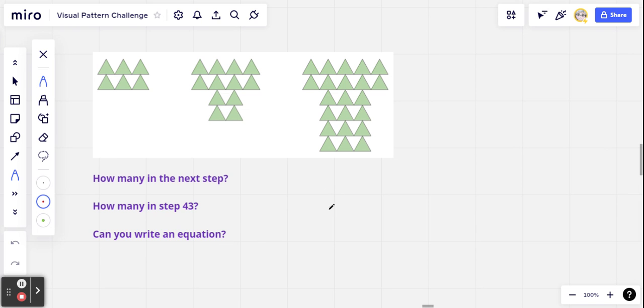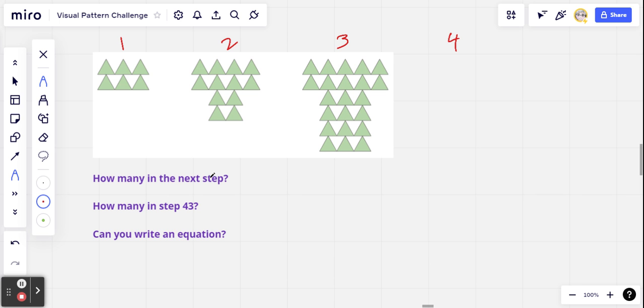We've got a super difficult one today. Here is step one, here's step two, here's step three. Your challenge is to predict the number of triangles in step four. This is going to be tough. If you can do that, can you go on to predict the number in step 43? And can you write an equation to express the number of triangles in any step at all? This is a super high level challenge, so I wish you luck. If you'd like to accept the challenge, pause the video, see how far you can get.